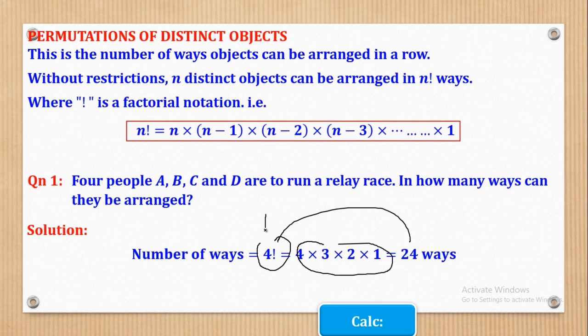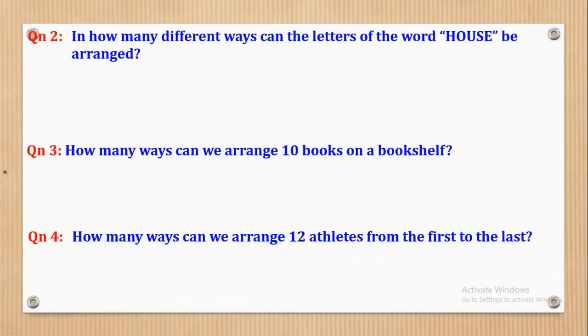Because, for example, if they give you 100 factorial, what will you multiply until you get 1, from 100 to 1? It may be a bit long. So better get a good calculator and we easily progress. So now we shall go to question 2. Question 2 says, in how many different ways can the letters of the word house be arranged?